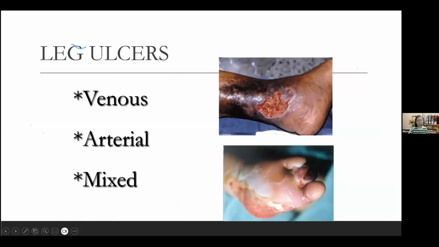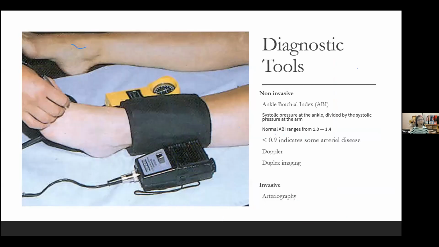Okay, now the next one is also a chronic wound, that is leg ulcer. Leg ulcer, there are three types: venous leg ulcer, arterial leg ulcer, and also mixed, venous and arterial. In managing leg ulcer, very important, we need to know whether the wound is a venous ulcer or arterial ulcer. Otherwise, you do the wrong treatment, it can be very fatal for the patient.